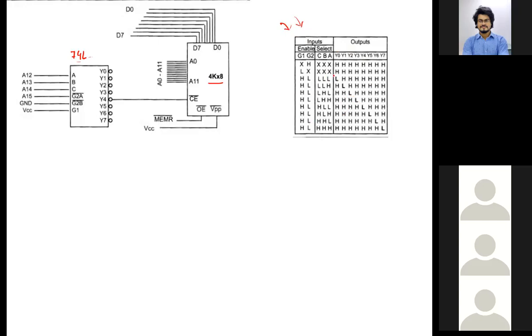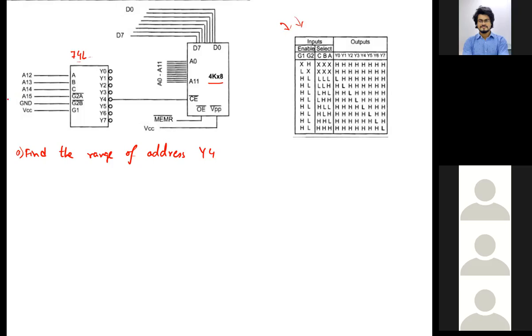Now, say from this particular diagram, you are asked to find the range of address for Y4. We have got Y4, which you can see is just connected. So we need to find the range of address which is connected for Y4. So how can we solve it?